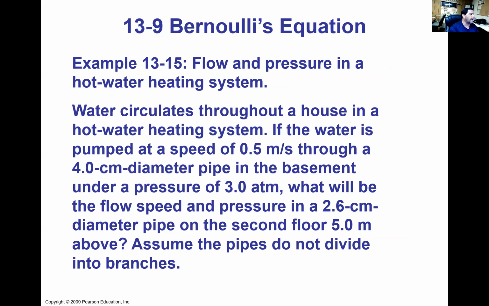So if we're looking at flow through a heating system in a house, we'll say that water circulates through the whole house, the hot water heater system. If the water is pumped at a speed of 0.5 meter per second through a 4-centimeter pipe in the basement under a pressure of 3 atmospheres, they want us to determine what the flow speed and pressure will be in a 2.6 centimeter pipe on the second floor that is 5 meters above the same location. So assume the pipe does not divide into branches.